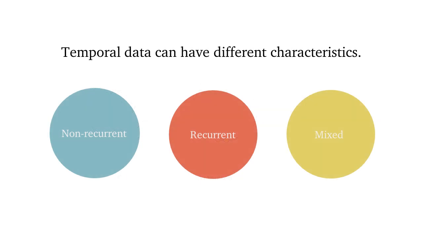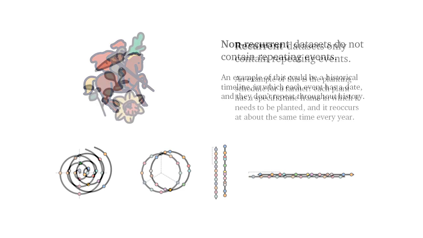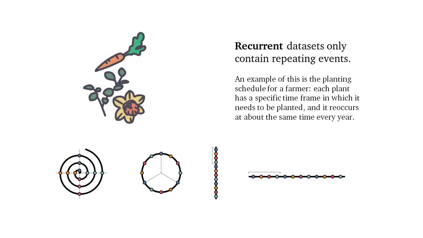So let's consider the properties of the data that we want to represent. A dataset containing sequences of events can have events that never repeat throughout the dataset, events that repeat, or a mix of the two. We call these groups non-recurrent, recurrent, and mixed. An example of non-recurrent dataset could be a historical timeline in which each event has a date and they do not repeat throughout history.